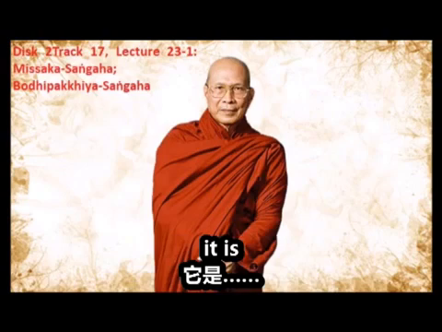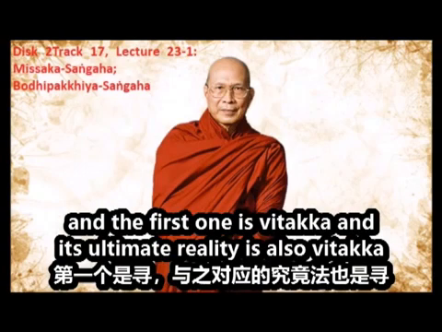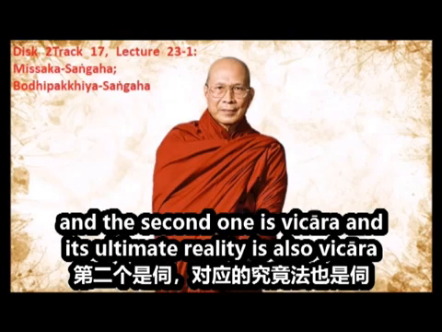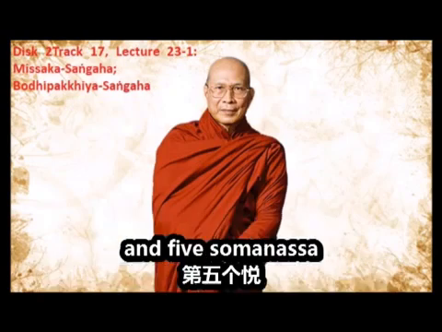So there are 7 jnanangas or factors of jhana, and the first one is vitaka, and its ultimate reality is also vitaka. And the second one is vichara, and its ultimate reality is also vichara. And number 3, piti, the same. Ekagata, the same. And number 5, somanasa.